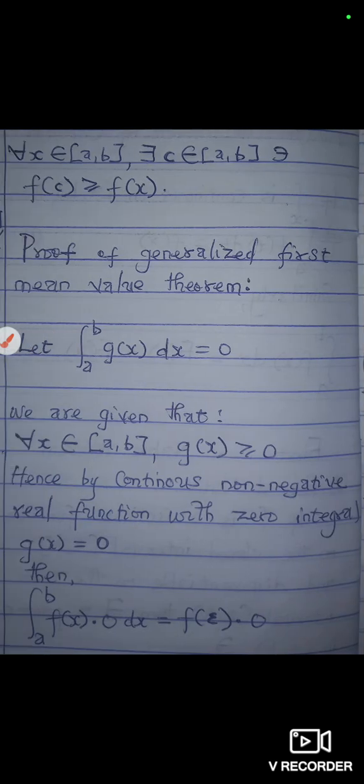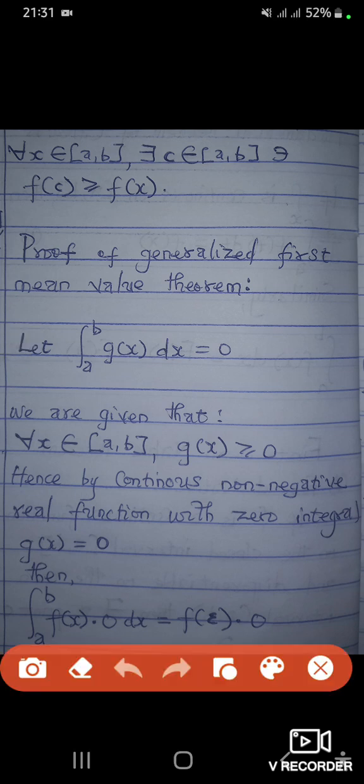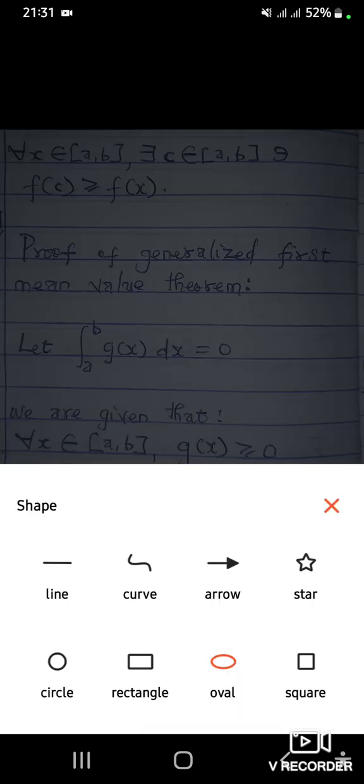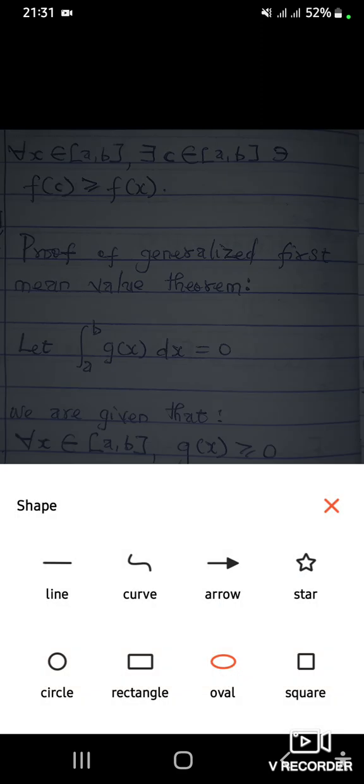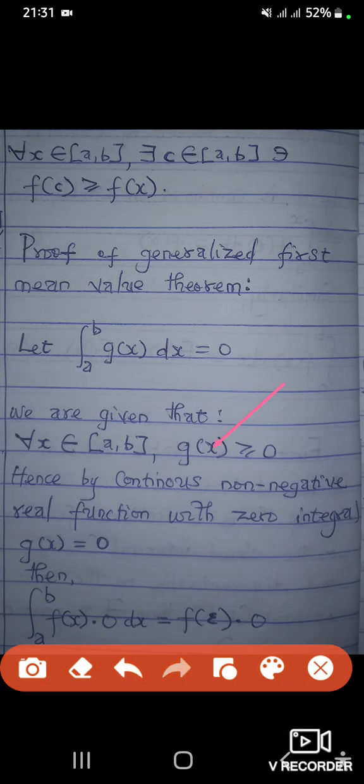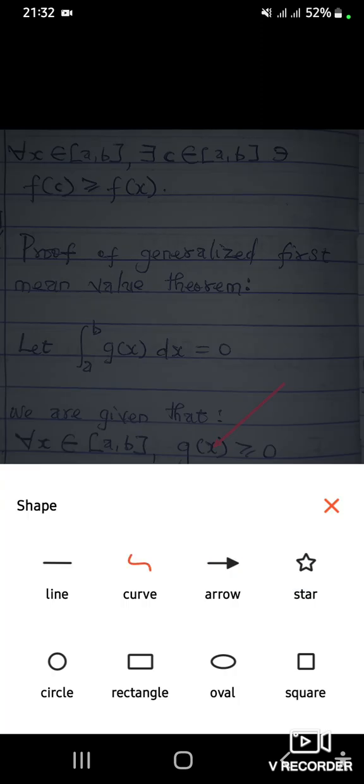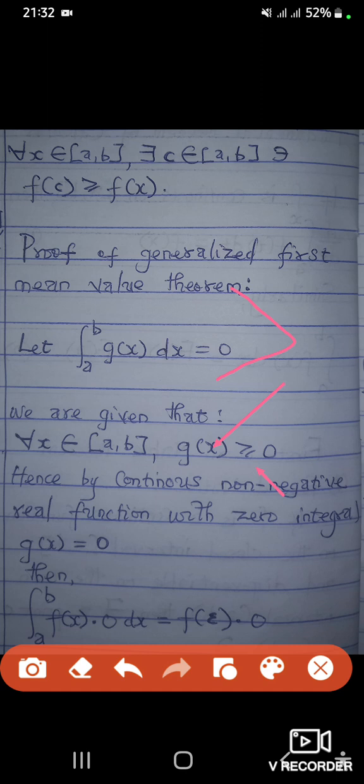Remember, we are trying to show that g of x, now what does this mean? Sorry, hold on. What does this mean? Now, this being greater than or equal to 0 means there are two possibilities. The first possibility is greater than 0. The second possibility is equal to 0. So we have just shown equal to 0.